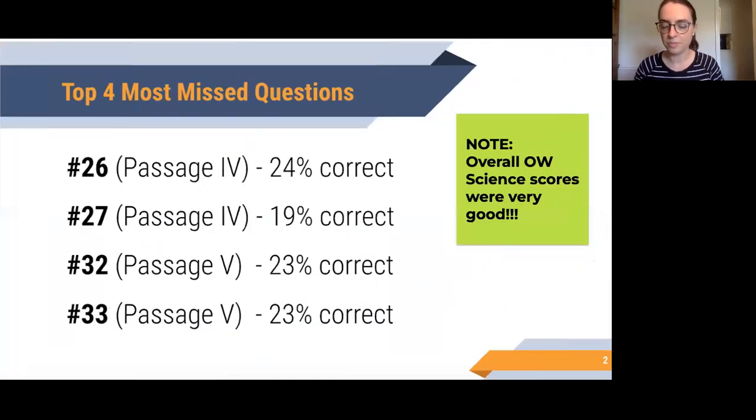These were the top 4 most missed questions: 26, 27, 32, and 33. You'll notice they were towards the end of the science section, so probably you were getting tired, right? You'd already taken 3 other tests beforehand. And it looks like the answers for these were about what you would have gotten if you just picked a letter. So that's just a good strategy reminder.